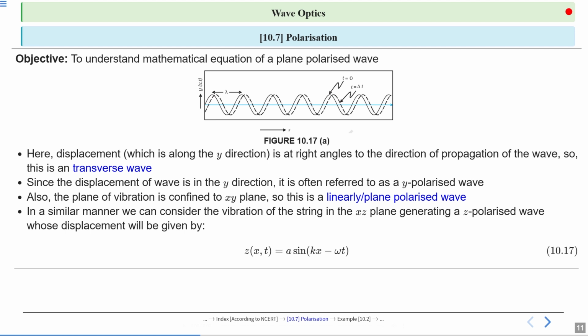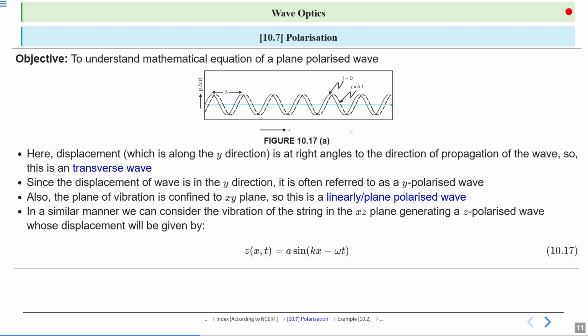Here is the mathematical expression for the displacement of a z polarized wave. z(x,t) equals A sin(kx minus omega t). In this equation, A represents the amplitude, k is the wave number, x is the position, omega is the angular frequency, and t is the time. So z is a function of position and time both.